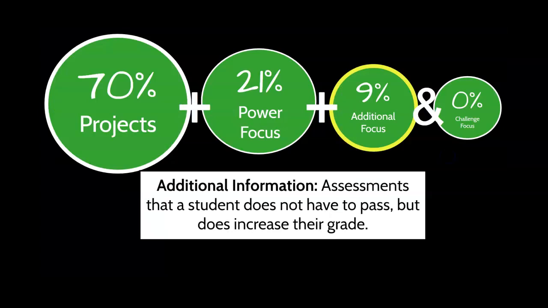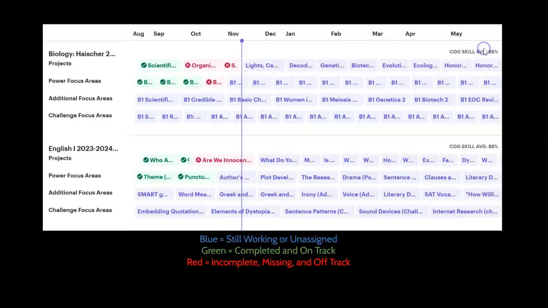Let's talk about additional focuses, AFAs, which are worth 9% of the student grade. Now, students do not have to pass these assessments to pass the class, but it does increase their grade. So while the additional focuses, the AFAs, are not as critical as projects and PFAs, they are still important in the fact that they're 9% of the student's grade and necessary for them to achieve the grade that they're working towards in the class.